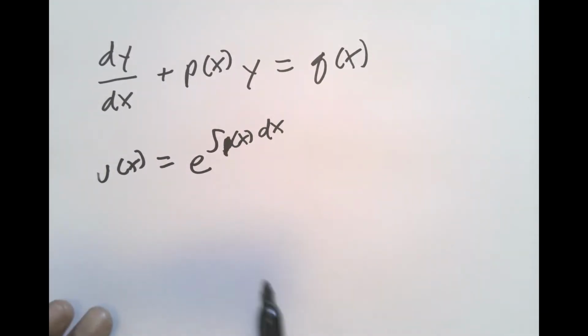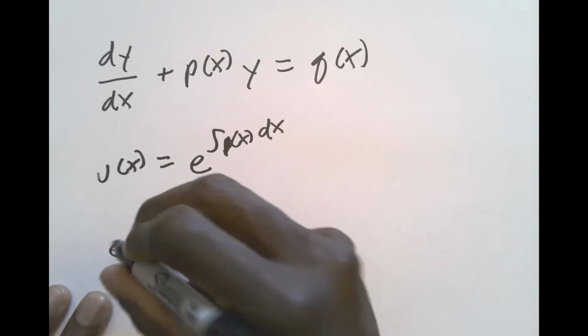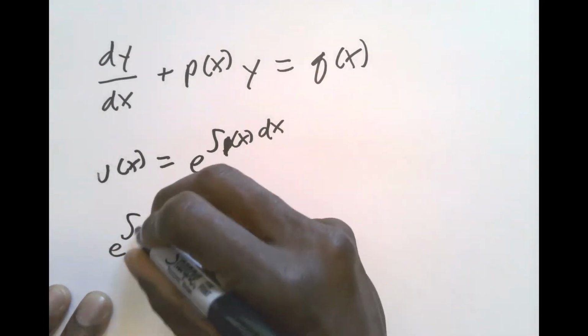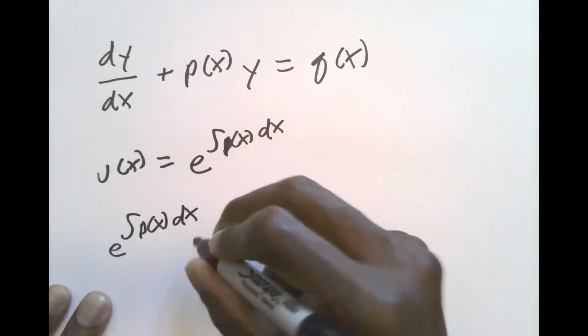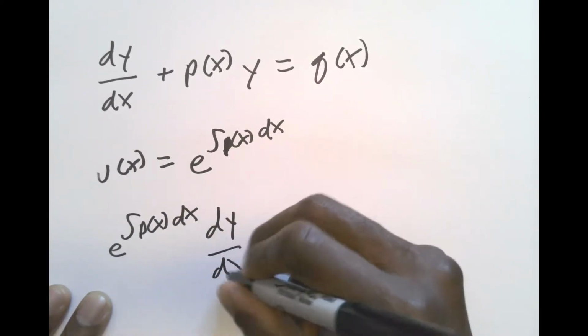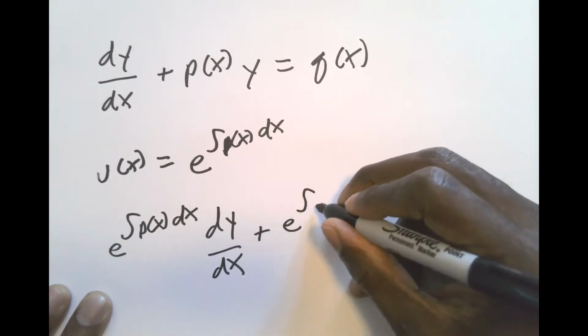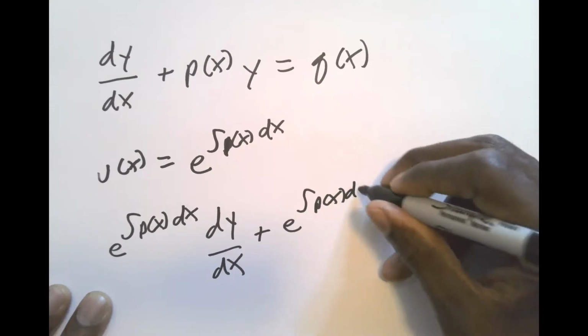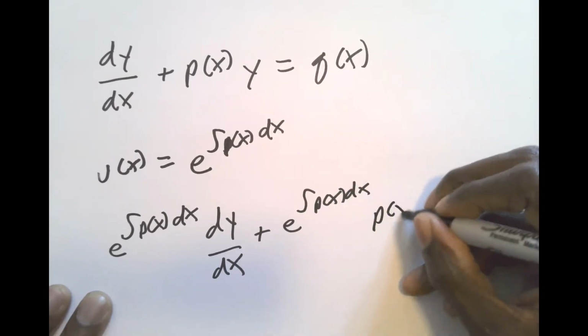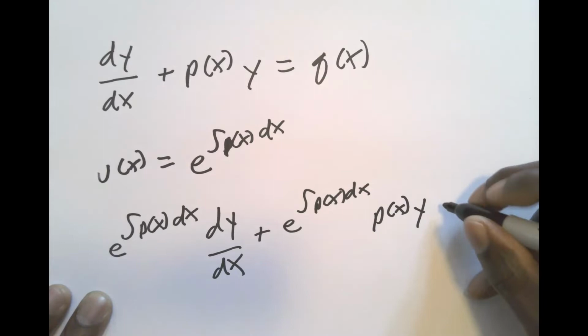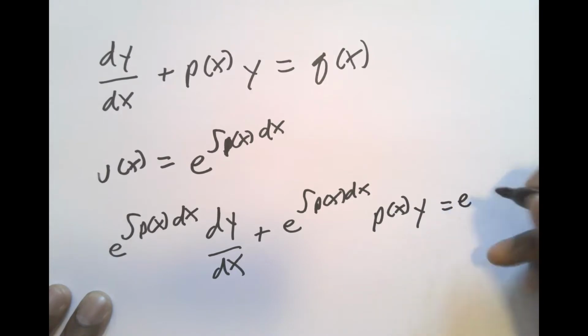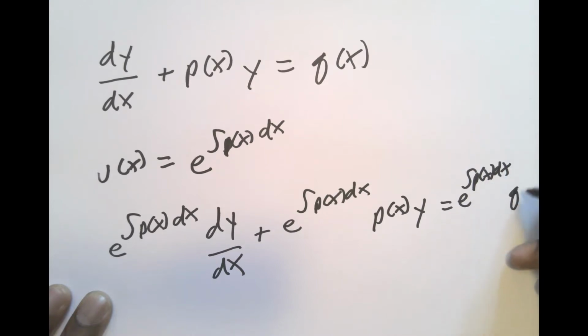So what I'm going to do is multiply everything by e to the power of the integral of p(x) dx. And what I'll get is e to the power of the integral of p(x) dx times dy/dx, plus e to the power of the integral of p(x) dx times p(x) y, and that will equal e to the same power times q(x).